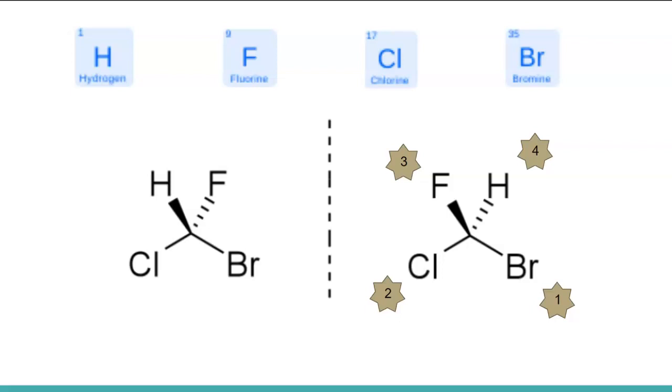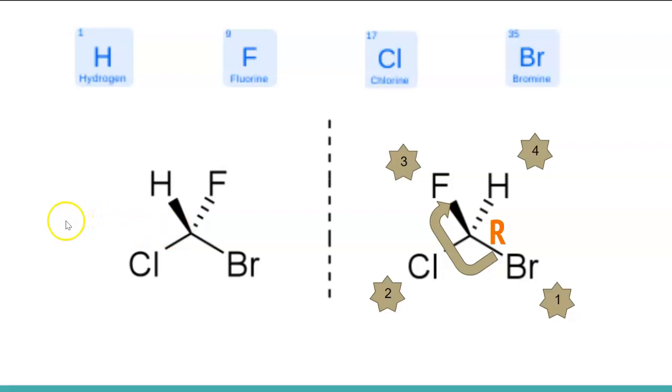Now, fluorine is on a wedge, so this would be, in my opinion, the easiest case when it comes to naming based on R and S prefix. You're just going to trace around. We're going clockwise in this example. So this would be an R.